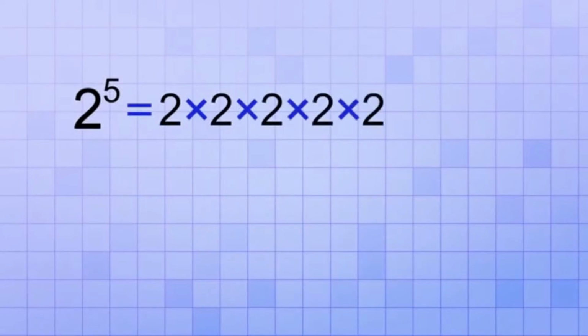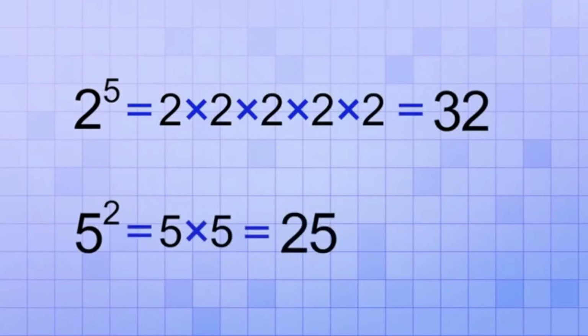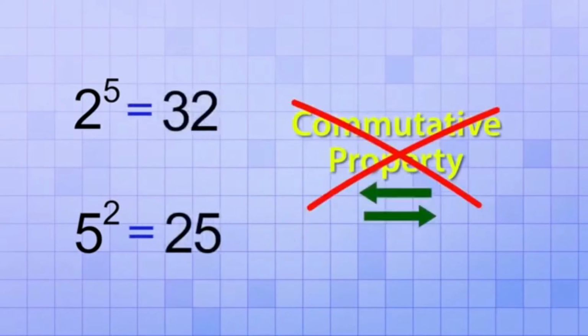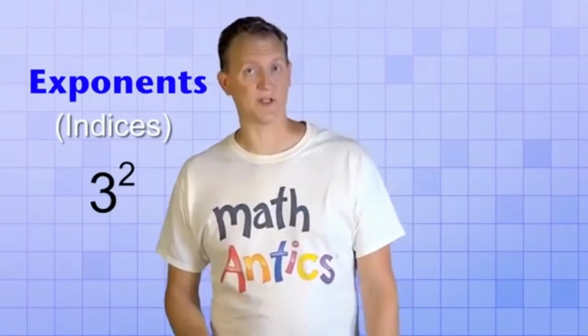For example, 2 to the 5th power is 2 times 2 times 2 times 2 times 2, which equals 32. But if we switch the numbers, 5 to the 2nd power is 5 times 5, which equals 25. So exponents do not have the commutative property. Okay, now that you know what exponents are, or indices if you prefer, and you know how they're written, it's time to talk about how they're used in math.